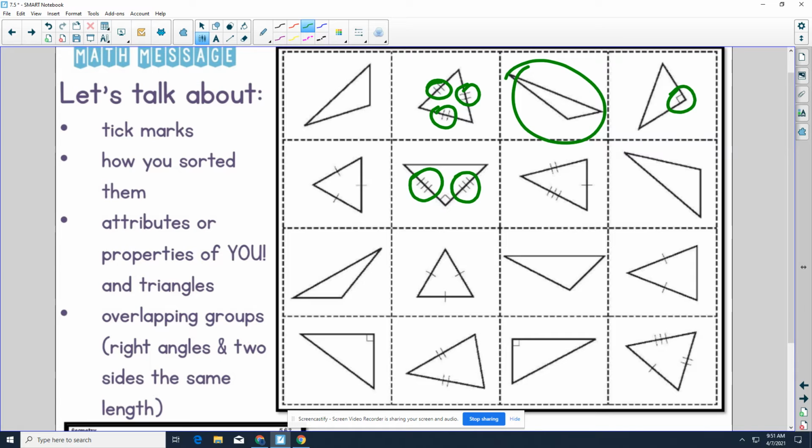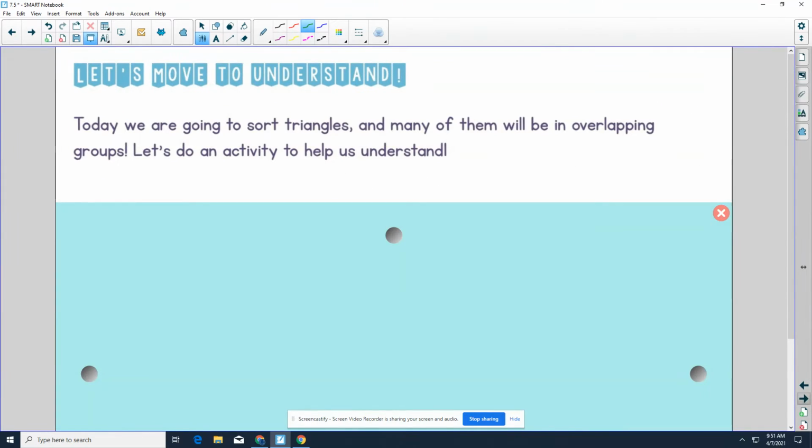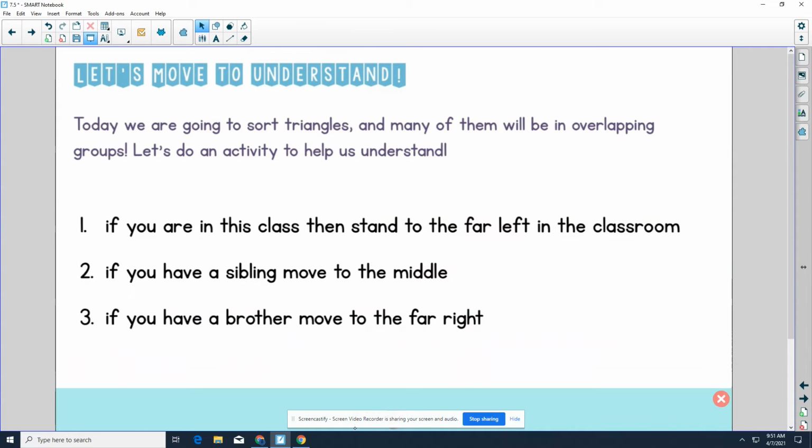So you could sort them by the ones that have equal sides, unequal sides, all kinds of different things you could do with that. But today we're going to be sorting triangles, and many of them will be overlapping groups. But let's do an activity to help us understand.